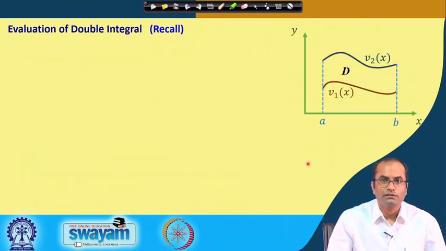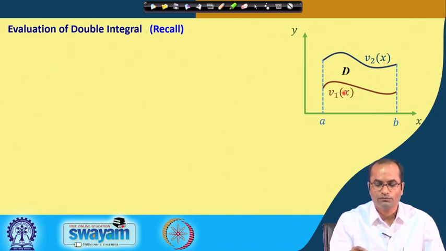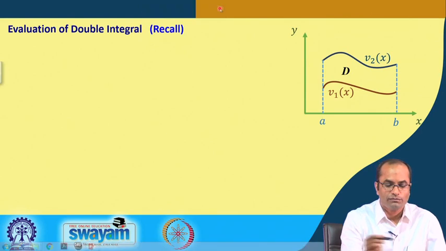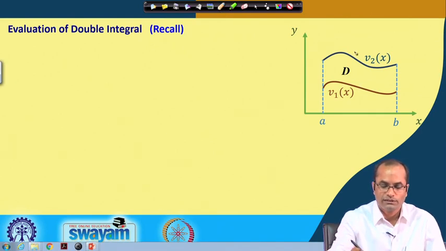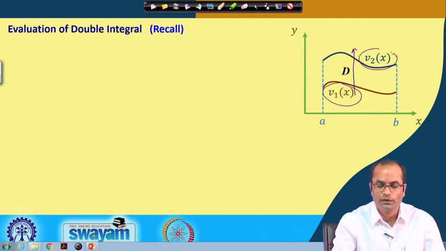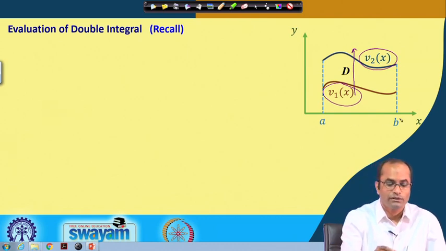We have also seen some other domains. For example, this domain is bounded by the functions v1 and v2 in the direction of y, and in the direction of x we have these constant limits from x equal to a to x equal to b. So, in this situation it is convenient, or it is easier, to integrate first in the direction of y, and the limit of y will be from v1(x) to v2(x), and then for the limit of x we will have a to b.